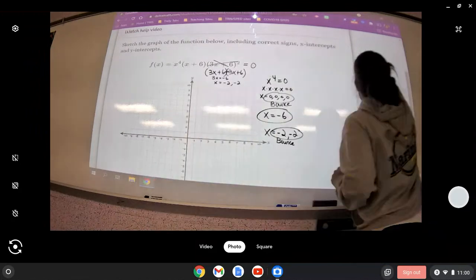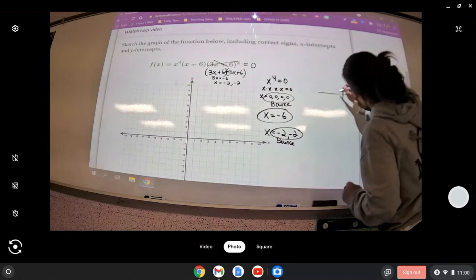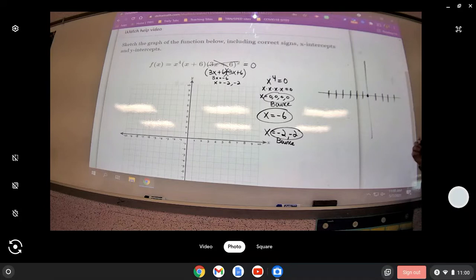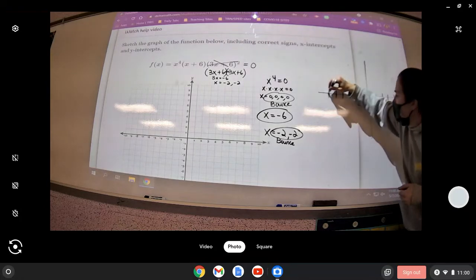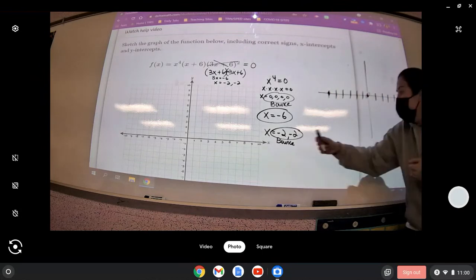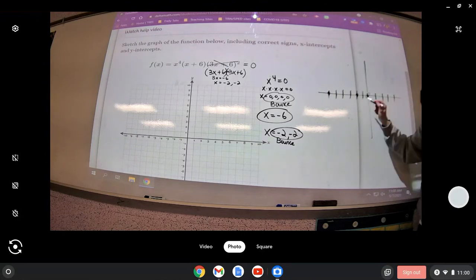All right, let's put him on a rough sketch here. All right, we got an x-intercept at 0. And guys, he repeated 4 times. He's super special. That's a bounce. We got x equals -6. He was a single, multiplicity 1. We're going to cross right over. And then we got an x-intercept at -2. He repeated twice, so that's even multiplicity. He's going to be a bounce, so I'm going to mark him.